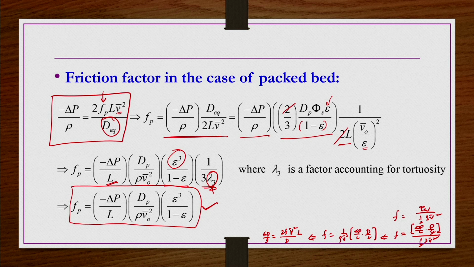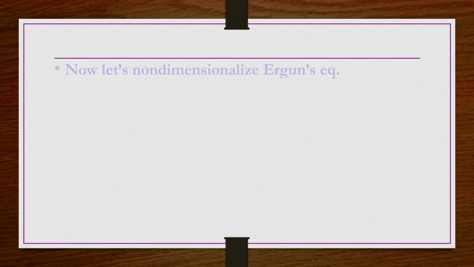So, the friction factor in the case of a packed bed: Fp is equal to minus delta P by L, dP by rho V naught bar square, epsilon cube by 1 minus epsilon. This is what we get, right. This is the additional term coming because of the packing material, and this part is also coming because of the packing material. Now, this Ergun equation we non-dimensionalize, so that the Ergun equation can be written in terms of this Fp friction factor versus Rep, that is what we are going to do now.